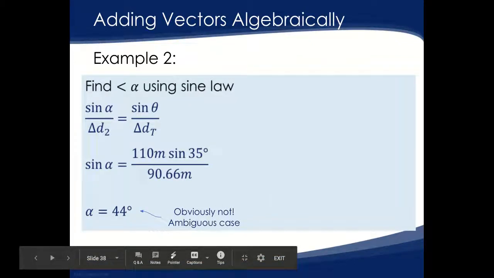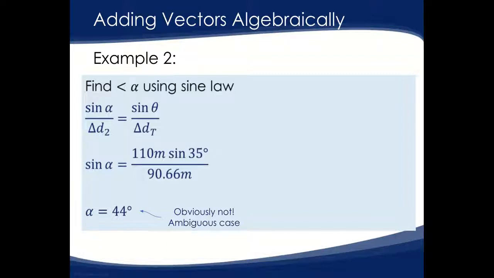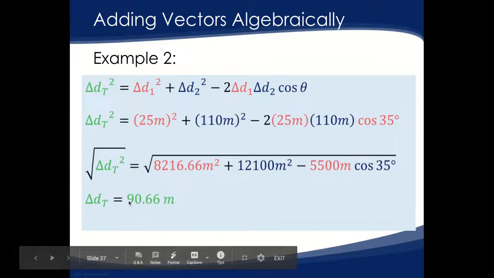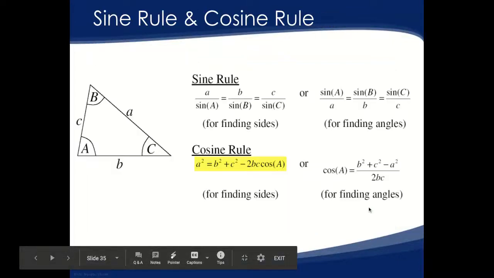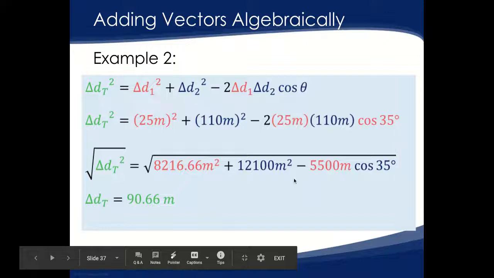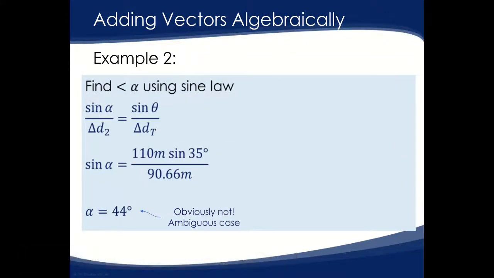When you start looking at that, we're going to find this angle using sine law. So we figured out that this length is the 90.66 meters, which makes sense, right? Because if this is 25 and that's 110 and we're comparing them, this would make sense to be about 90.6. So now we have to find your final angle using sine law.